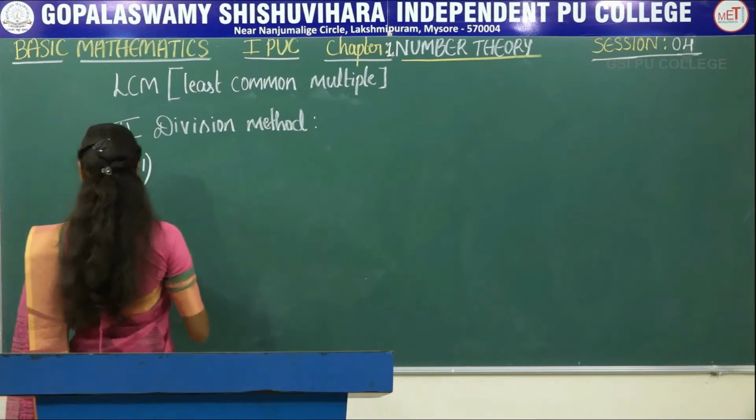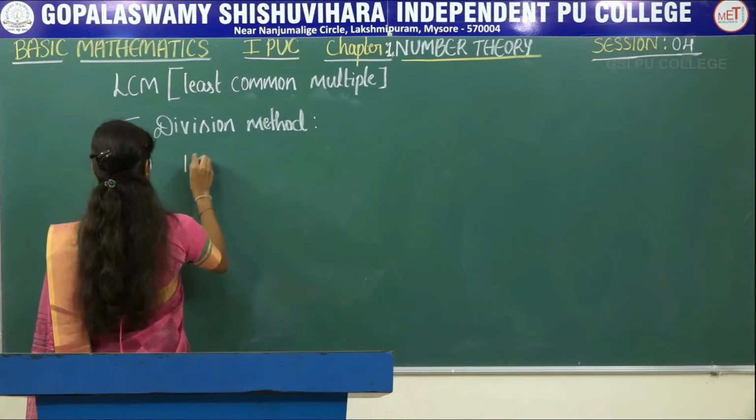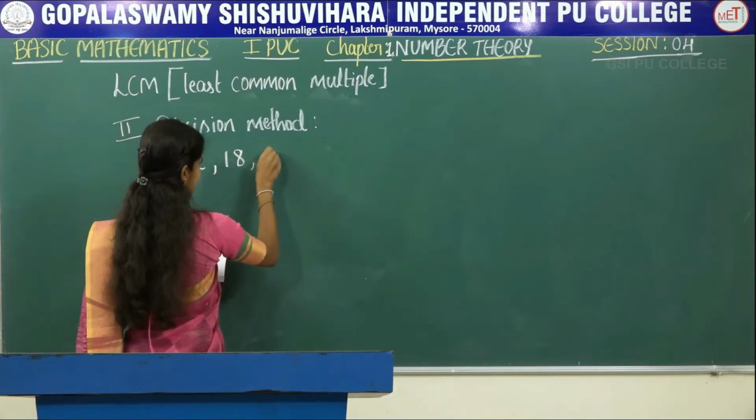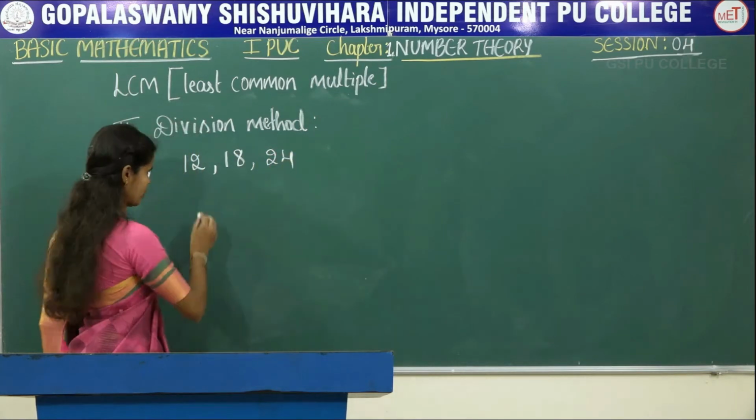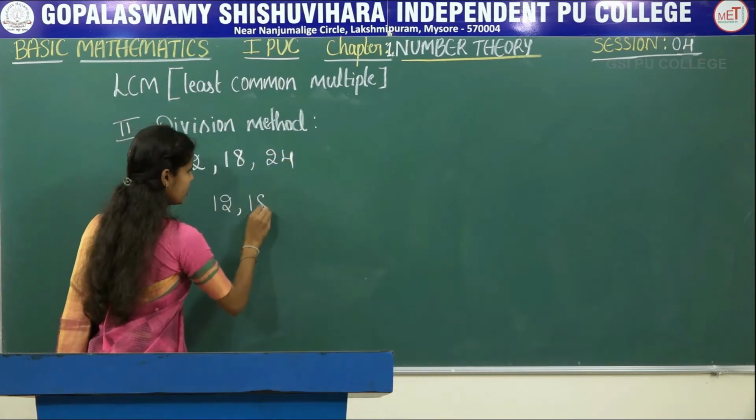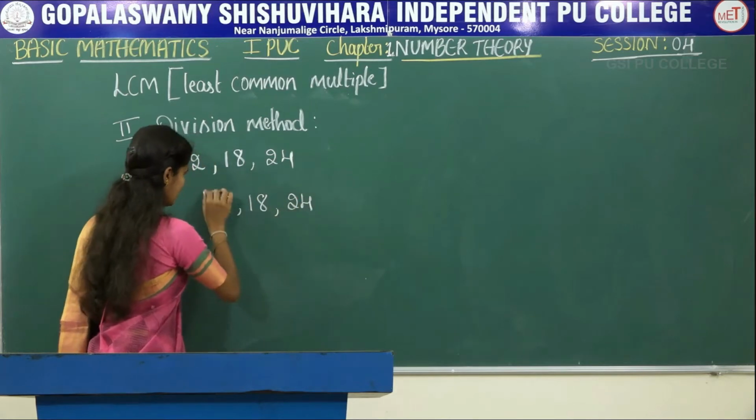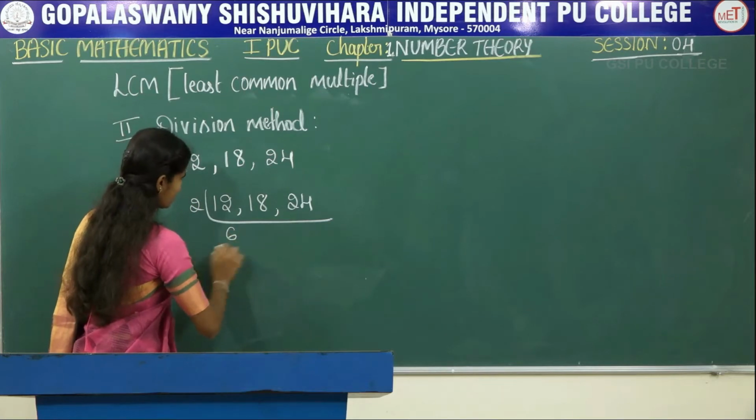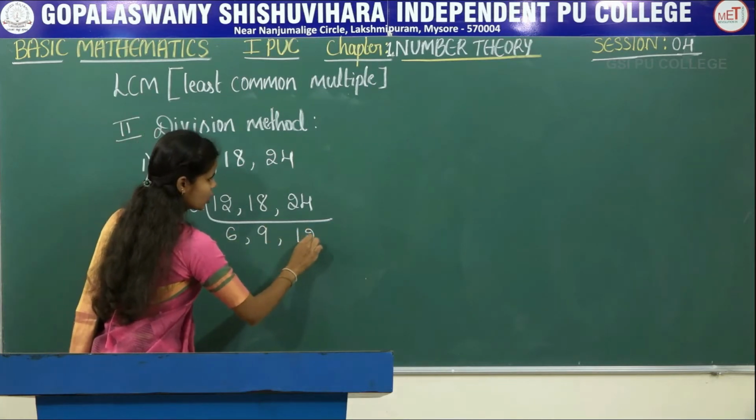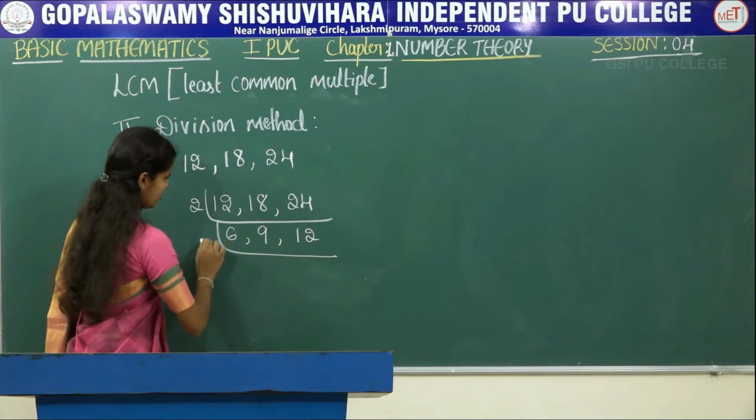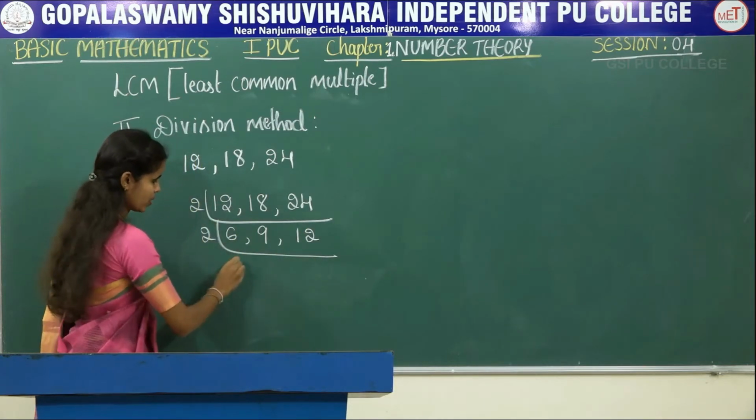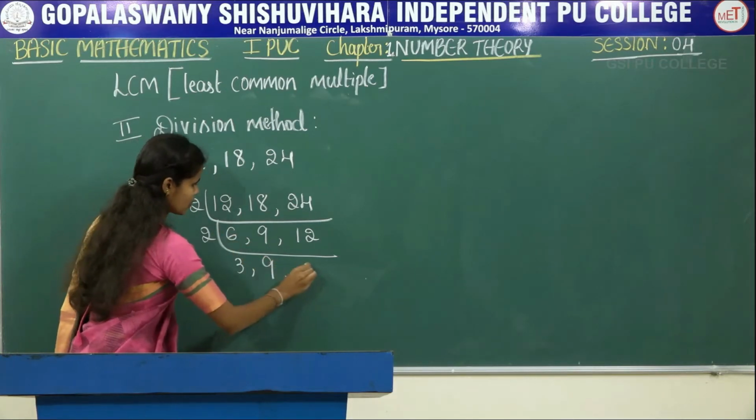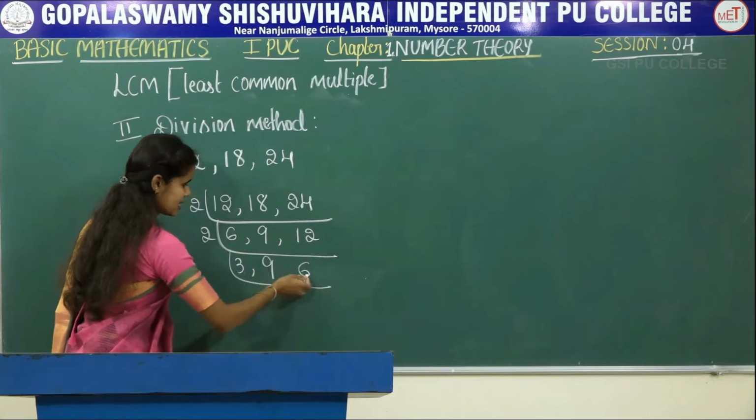First problem: 12, 18, 24. First write 12, 18, 24 in a horizontal line. Next divide by a prime number. I consider 2. 2 sixes are 12, 2 nines are 18, 2 twelves are 24. Again I divide by 2. 2 threes are 6, 9 is not divisible by 2, so write it as it is, 9, and 2 sixes are 12. Next we have 3, 6, 9.